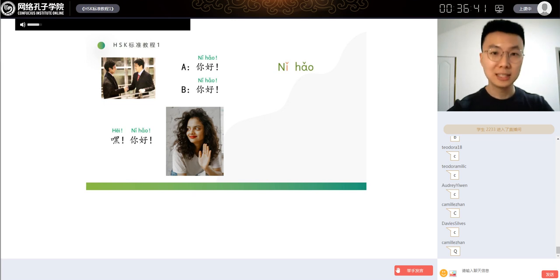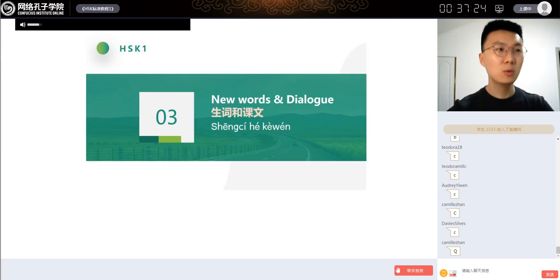Maybe some students already found that in 你好, the first one is the third tone, right? The second one is also the third tone. But I read it like this: 你好. I changed the pronunciation of 你. Why? Because in Chinese, if there are two third tones, we should change the first third tone into the second tone. That's why I read it 你好, not 你好. Okay, now we have learned two new words, 你 and 好.